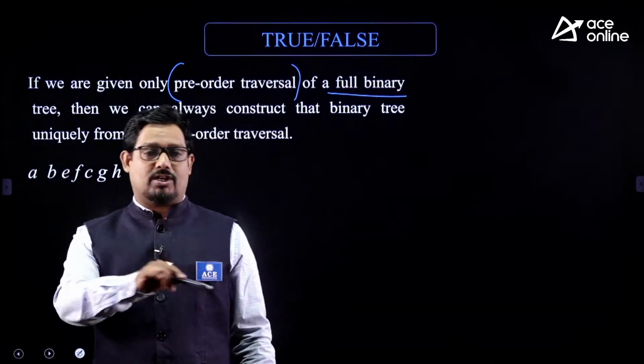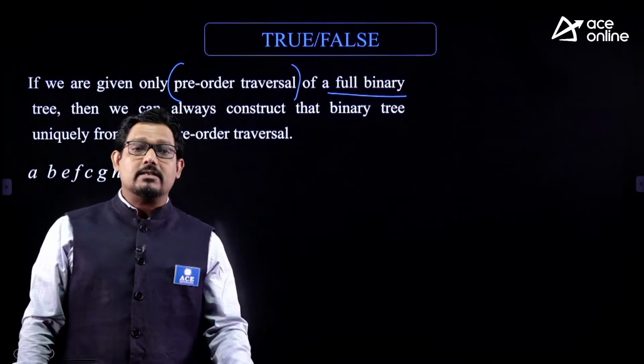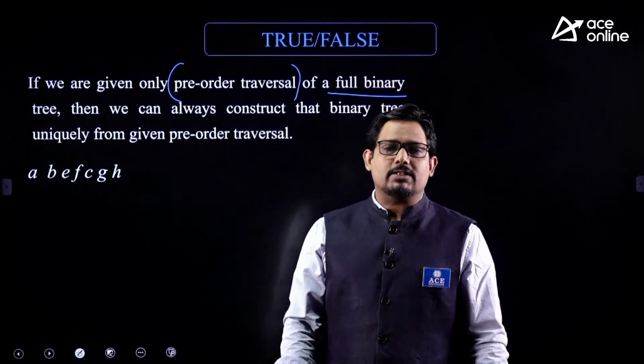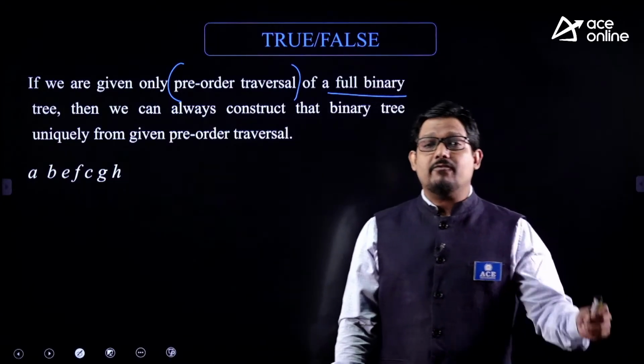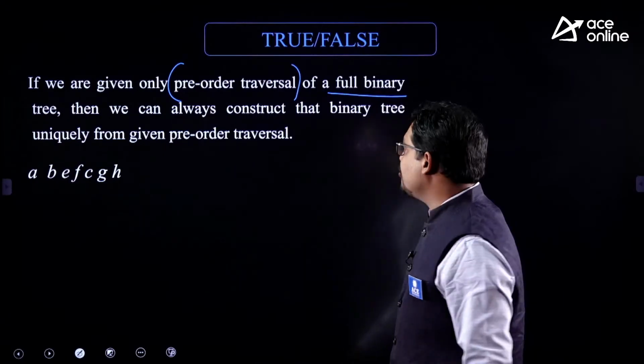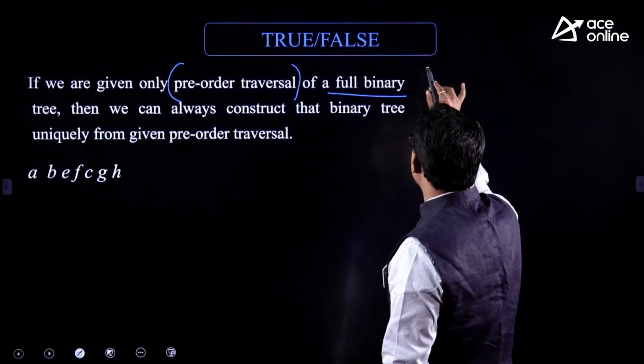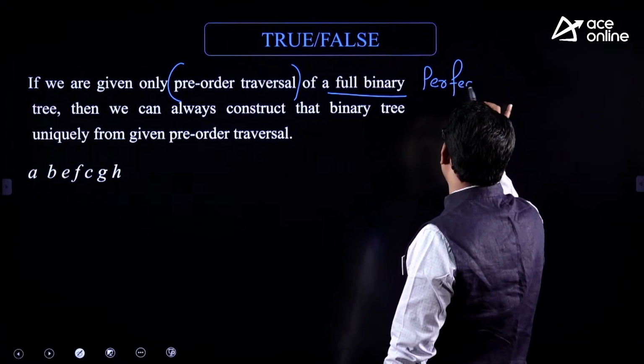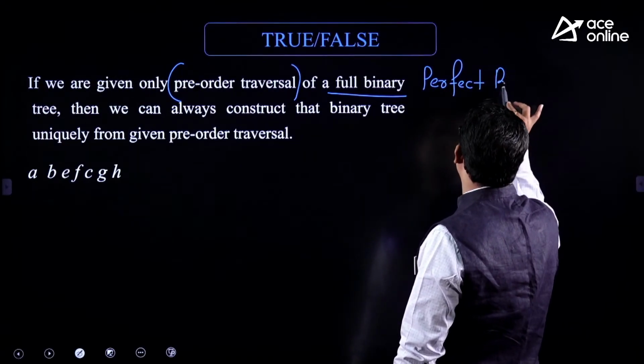So let's first look at the structure that has been defined. What is the structure? For a full binary tree, every level is full. Some books mention this full binary tree as a perfect binary tree.